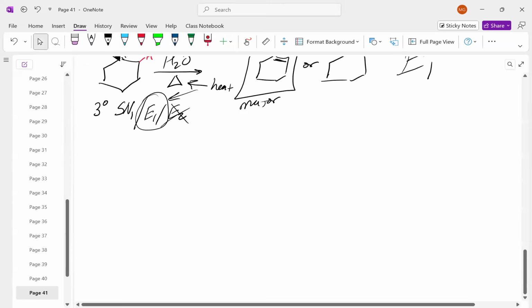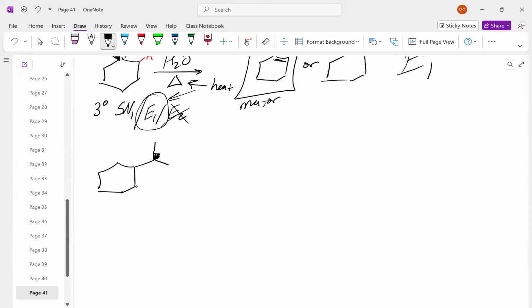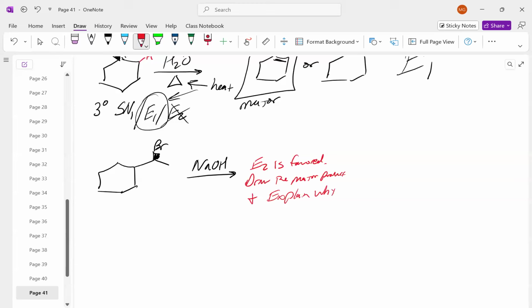Okay, now let's look at another type of problem. Let's say I give you something like this. And I say in the exam, E2 is favored. Draw the major product and explain why E2 and not SN2 is favored.